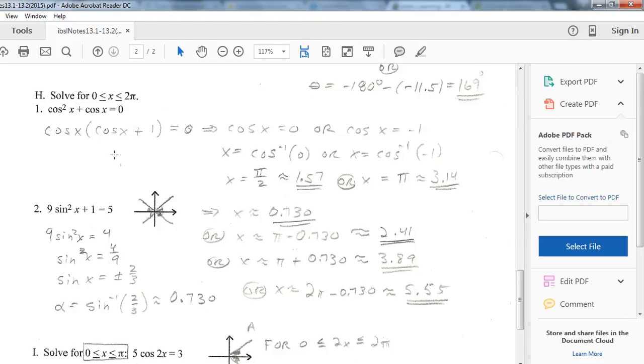And now, just the way you would solve any factoring problem, you set each factor equal to 0 and solve it. If I set the cosine of x equal to 0, I'm going to get one scenario that I'm going to need to solve. And then I'm going to set the other factor equal to 0 to get my other answers. So let's start with the cosine of x equaling 0.